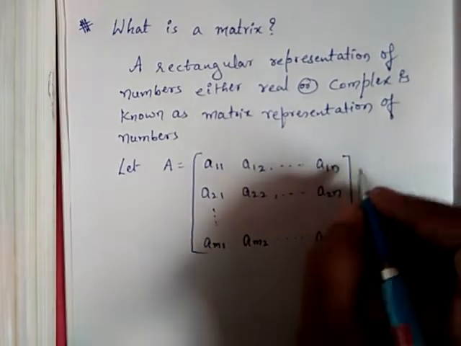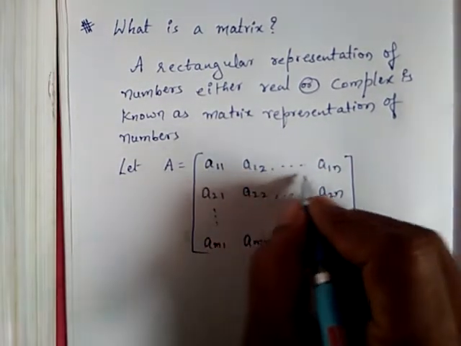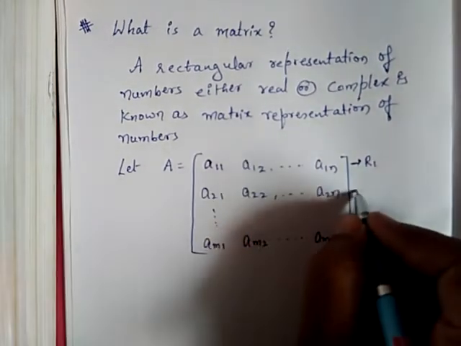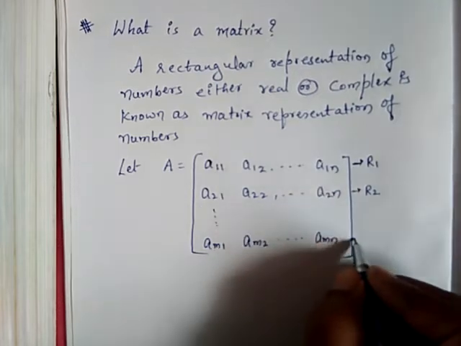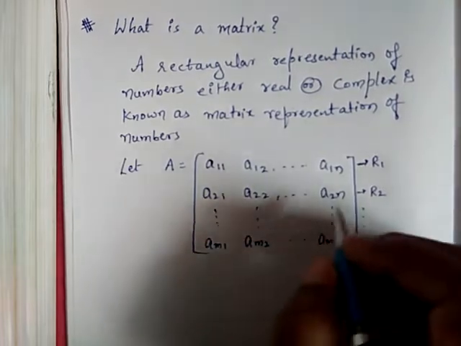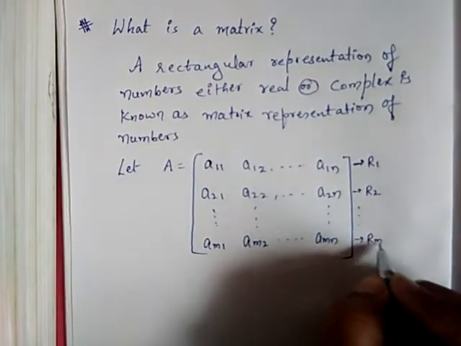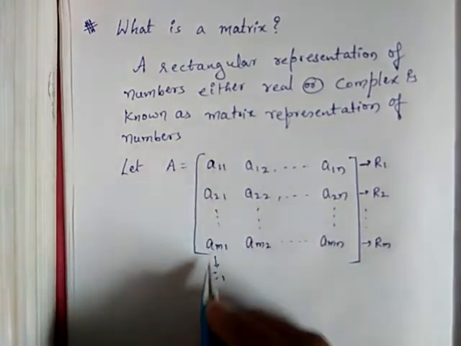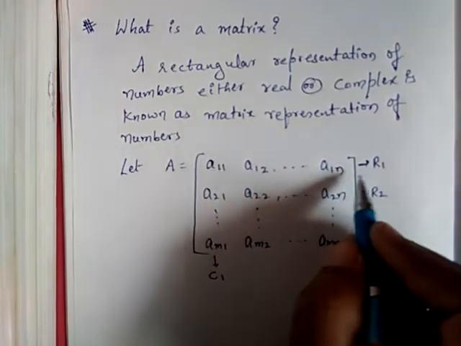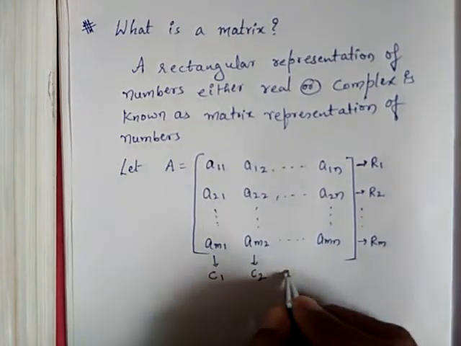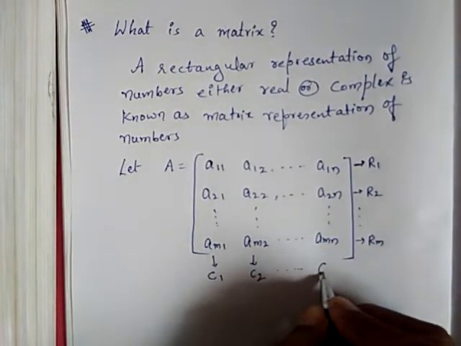So here we can say A11, A12 and so on is row 1, so R1, this is nothing but your row 2, and like this and so on. So this will be the mth row, so row m it is. Similarly here it is C1, this is vertical, so it is your column, this is horizontal, this is your row, so this will be column 2, and so on, column n.